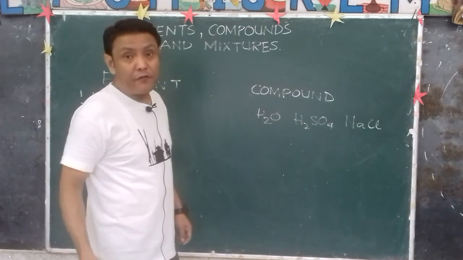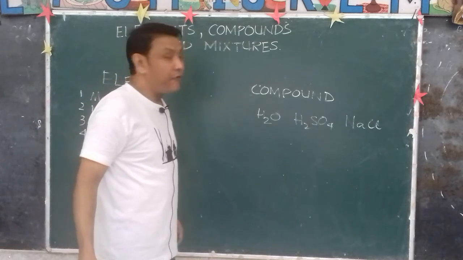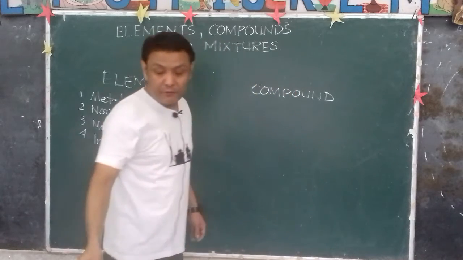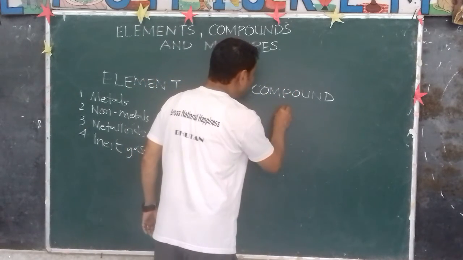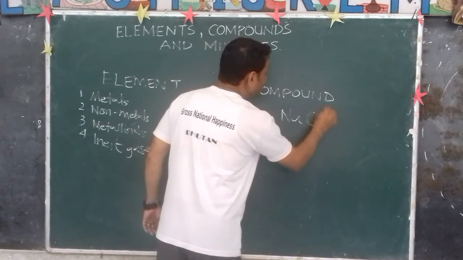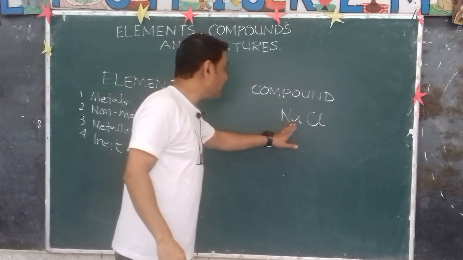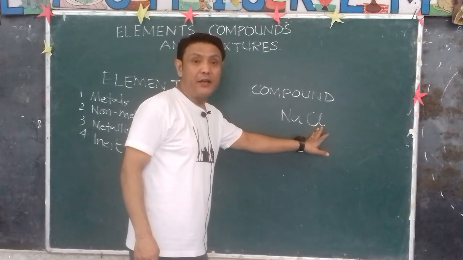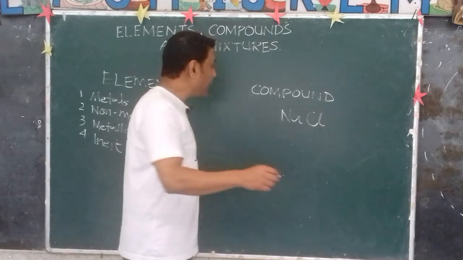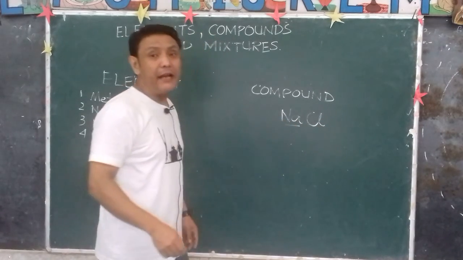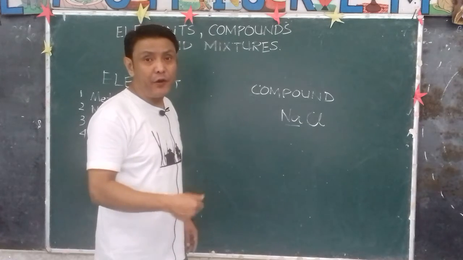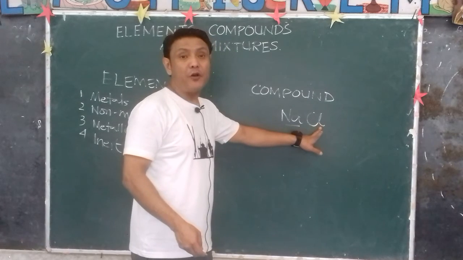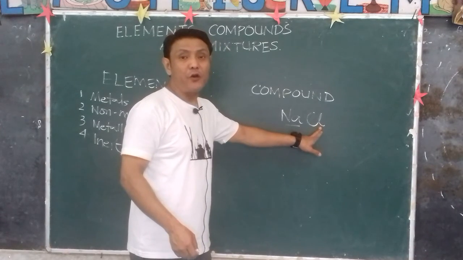The properties of compounds will be totally different from the elements that it is made up of. For example, sodium chloride, common salt, is made up of sodium metal, a highly reactive metal, and chlorine, a greenish yellow gas, a non-metal. Now let us talk about the properties of sodium. Sodium is a highly reactive metal. It will react with the air, it will react with the water, it will react with your skin. Chlorine is a highly poisonous, greenish yellow gas.